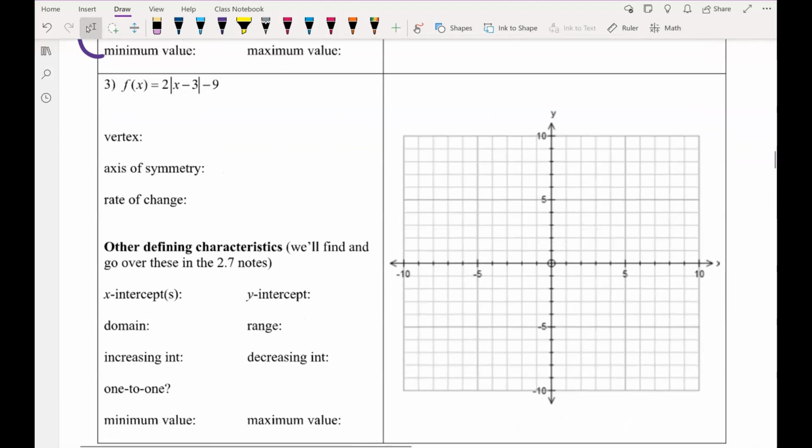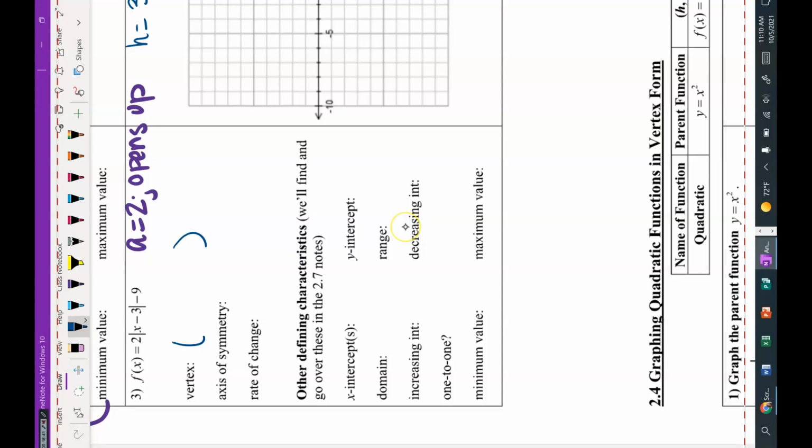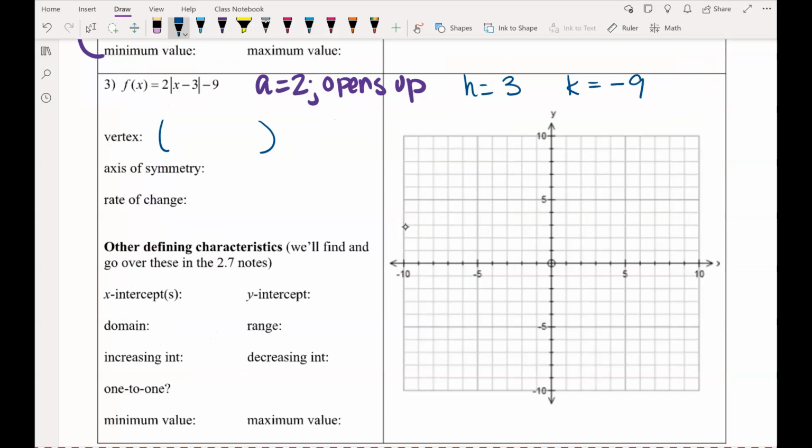Okay, so A equals what? 3. Sure? 2. Opens up or down? Up. All right. H equals 3. K equals -9. Beautiful. That means we should be able to do the vertex immediately. So Farah, what is the vertex? 3 comma -9. Yes. Make sure your parentheses are there.